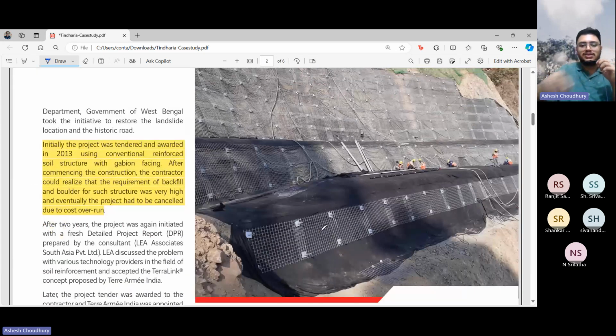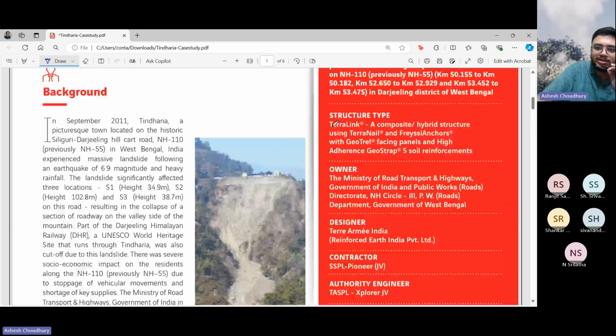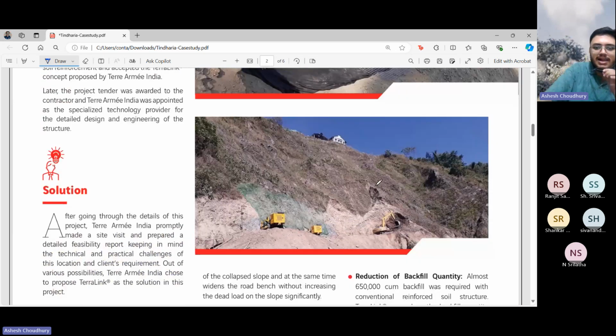That means, generally, what do we have? The reinforcement of this layer is tied to the reinforcement at the back layer. Generally we provide reinforcement like this, like this, like this. But here they connected the reinforcement from here to the back. So for this layer also, the reinforcement for this wall will be connected to the back wall. They used their proprietary technology, TerraLink, to design this wall.